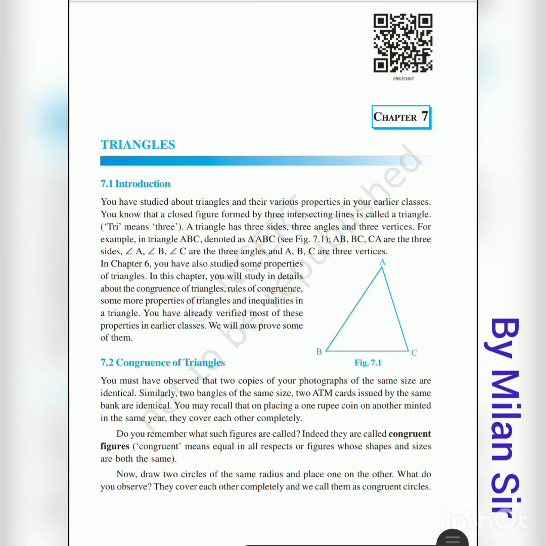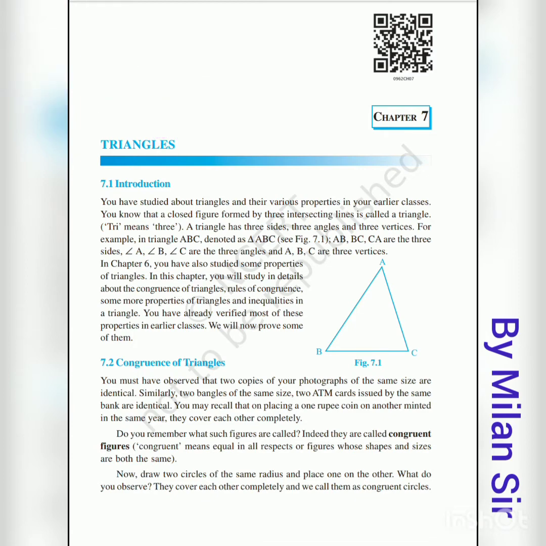Otherwise, we can also say that if we join three non-collinear points by line segments, it is called a triangle. Now, in the word triangle, two words are there: tri and angles. Tri means three, and angles, you know. So three angles, it is triangles.